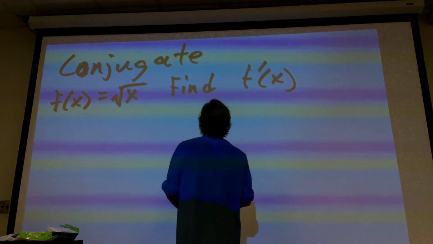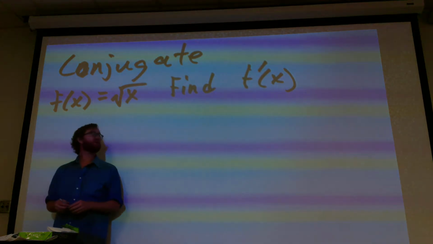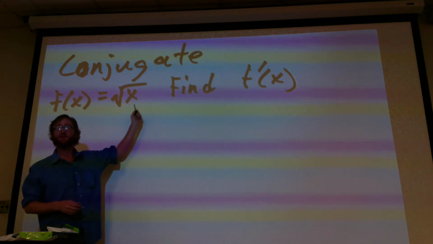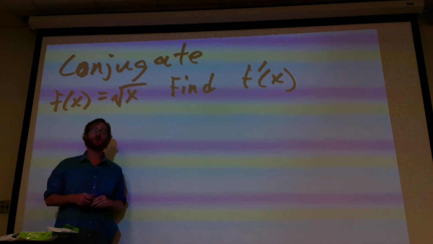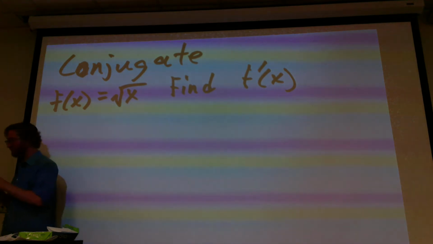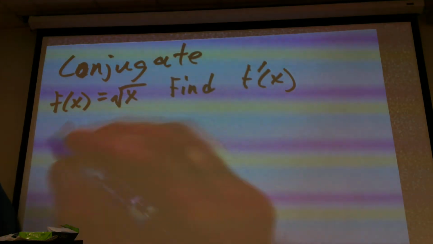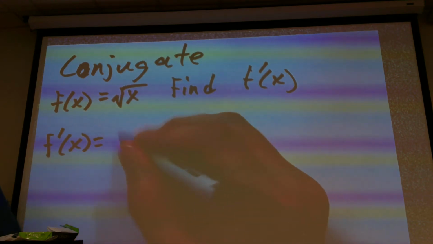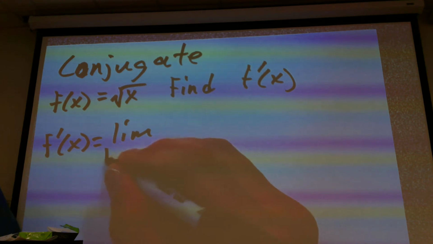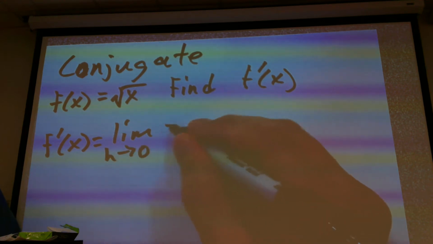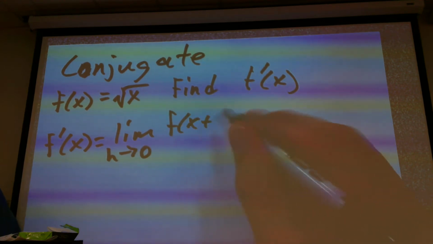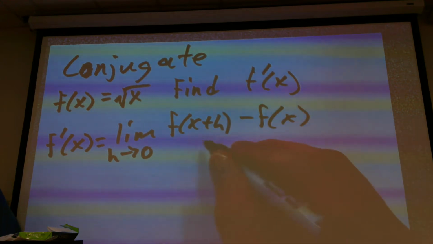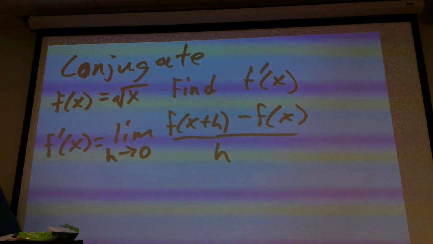Okay, so this is another one of the rules that we're going to use. Now, if you see square roots inside of the problem, you want to think that you want to use the conjugate. So let's try to find the derivative of this thing. Start out just like we did with the other problems. f(x+h) minus f(x), now divided by h.